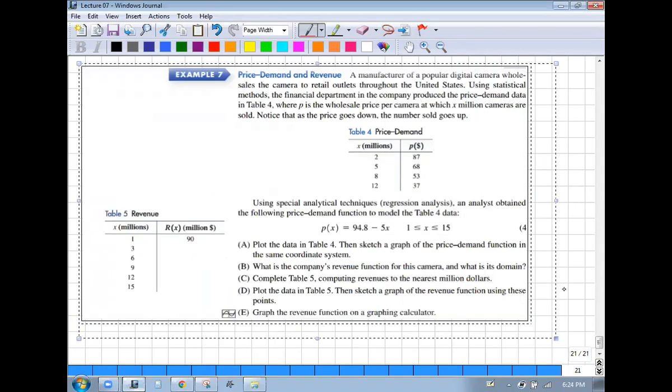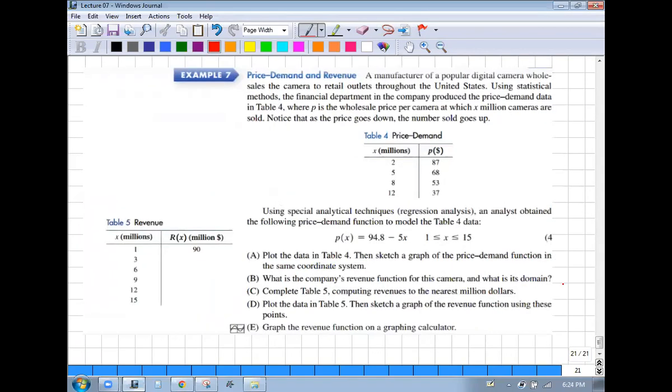All right, a manufacturer of a popular digital camera wholesales the camera to retail outlets throughout the U.S. Using statistical methods, the financial department of the company produced the price demand data in Table 4, where p is the wholesale price per camera at which x million cameras are sold. Notice that as the price goes down, the number sold goes up.